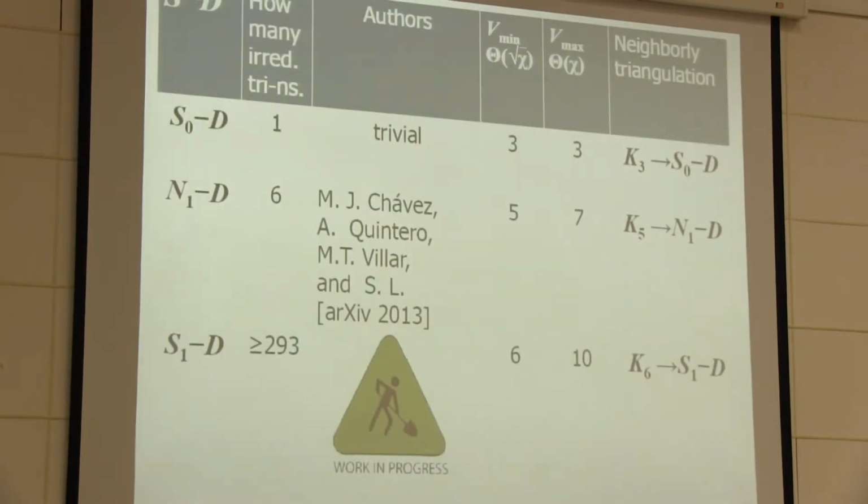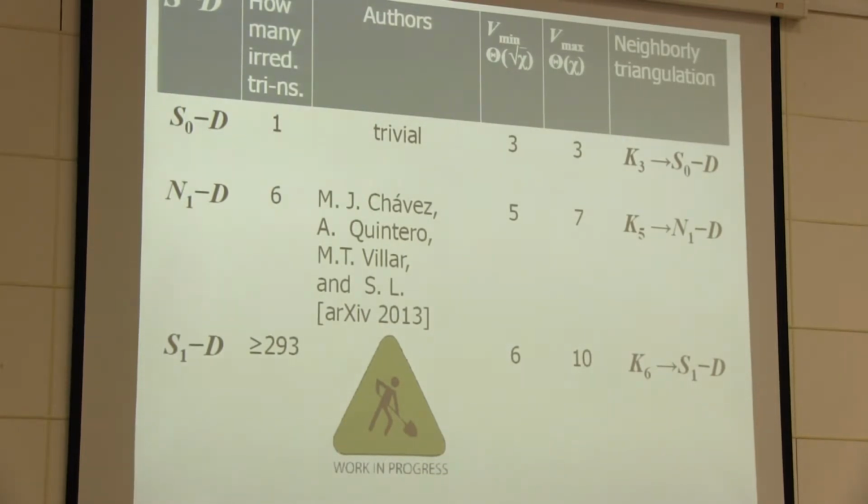And let's see what specifically is known for surfaces with a boundary. Not much is known up to date, but a little is known. The first line shows a once punctured sphere, which is a disk again. And of course, it's a trivial case. There is only one irreducible triangulation of the disk. This is just a single triangle.